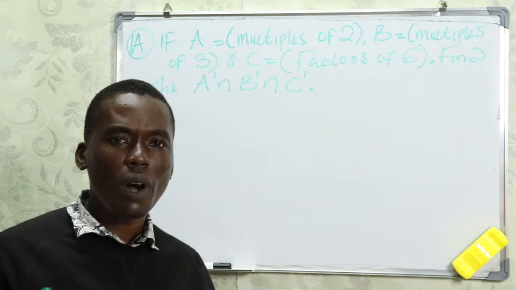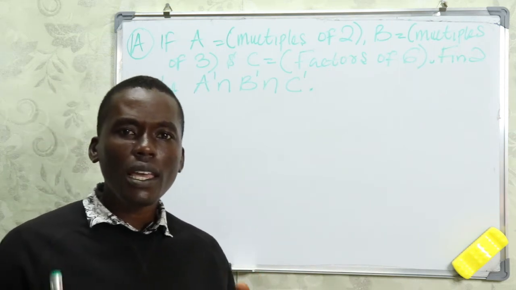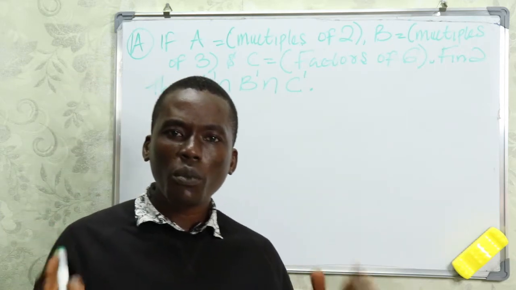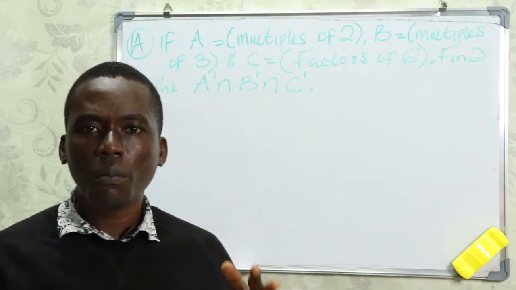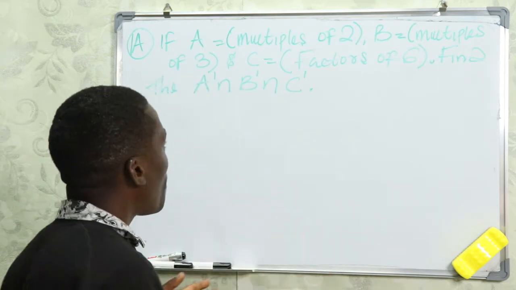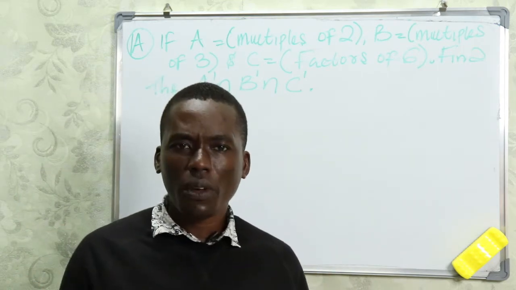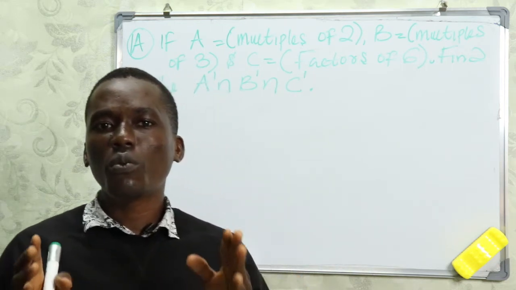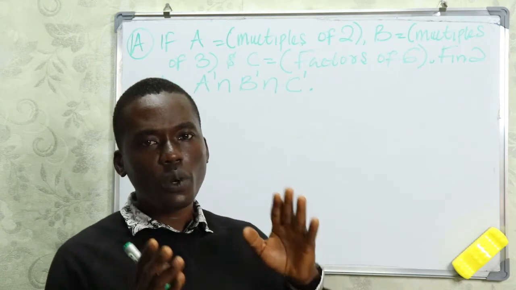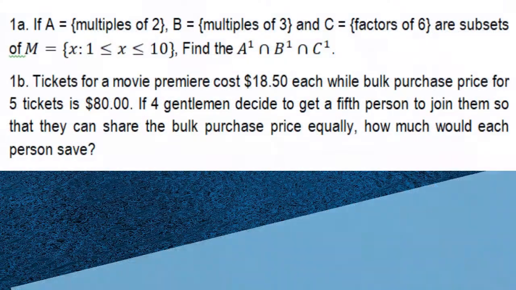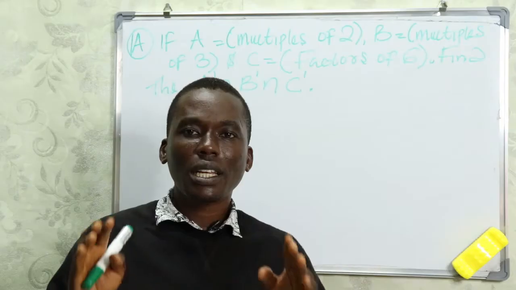That's question 1A, and it says if A is equal to the multiples of 2, B is the multiples of 3, and C is the factors of 6. They are all subsets of what? M. If they are all subsets of M, which is equal to X, which ranges from the value of 1 less than or equal to X, less than or equal to 10, find the value of A prime intersect B prime intersect what?